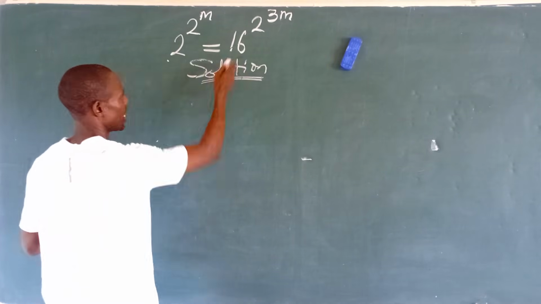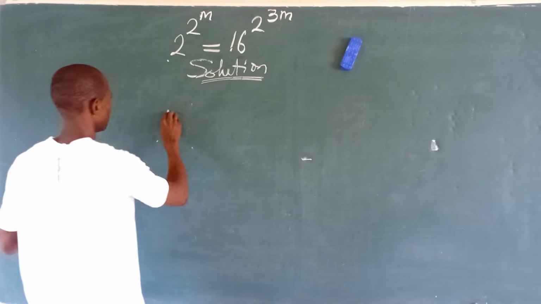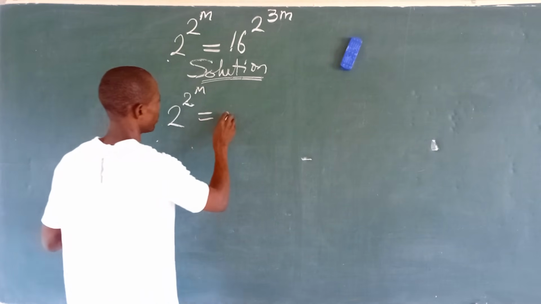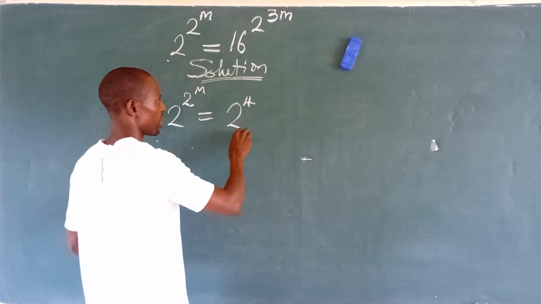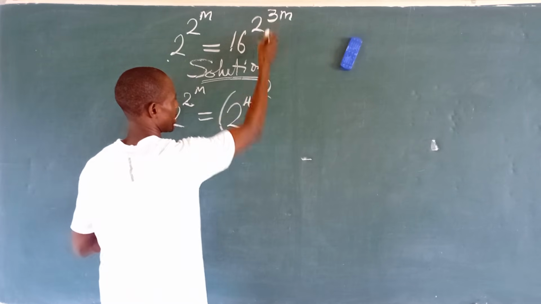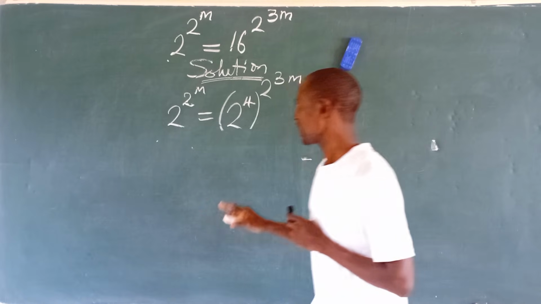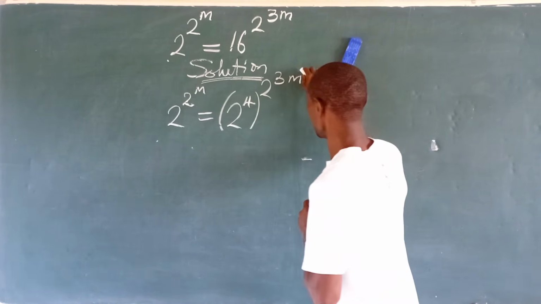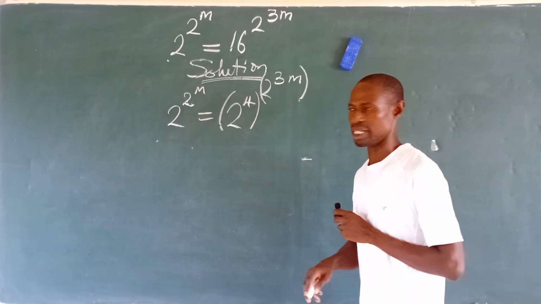The first thing we're going to do here is to express the right-hand side in base 2. So we have 2 to the power of 2 to the power of m equal to 2 to the power of 4, since 16 can be written as 2 to the power of 4, in bracket, and the second part is 2 to the power of 3m. Easy, right? So we apply a law which says that we can multiply these exponents because we're taking the whole of this as the exponent here.